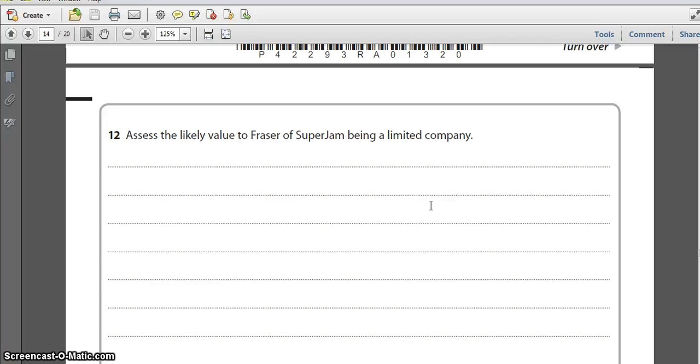Now, obviously, you don't have to write all of that in the exam. Simply saying that a limited company is one with limited liability, in which the business's debts are not the full responsibility of the owner or shareholders. That's enough. So why would Fraser want to be a limited company? Well, it helps to reduce risk for him, because if he is a limited company, that means that if the business is unsuccessful and it does go bankrupt, he will not be liable to pay all of the debts of the business personally himself. So it does help to reduce risk.